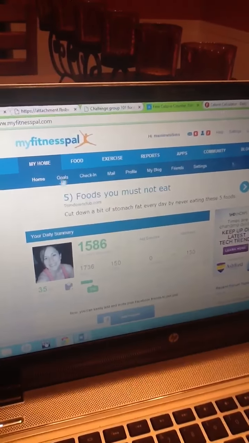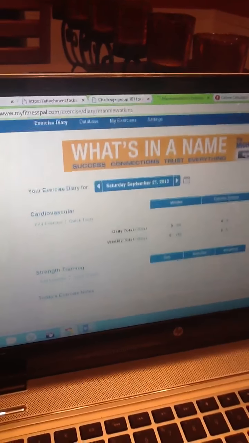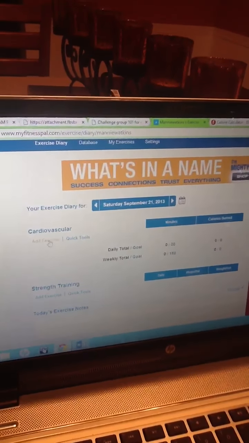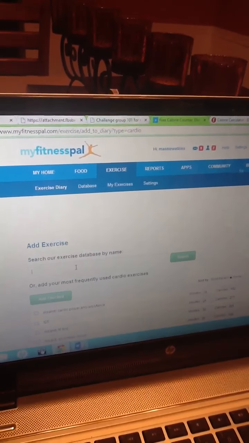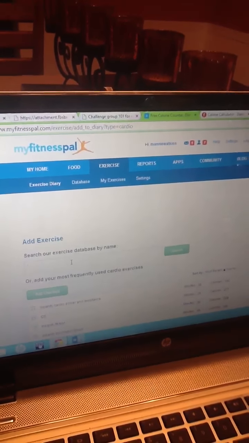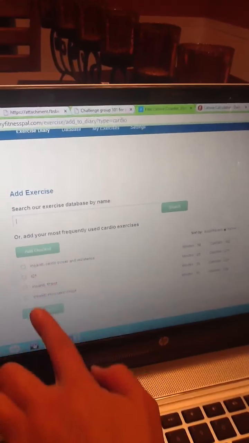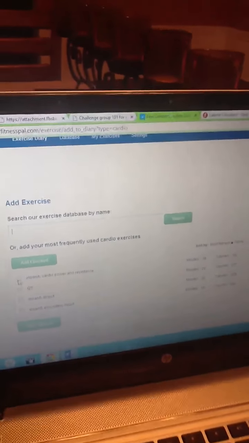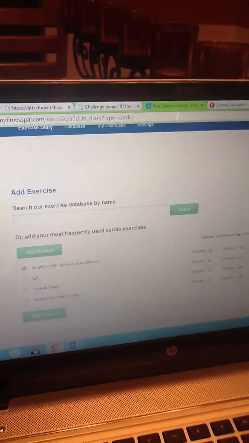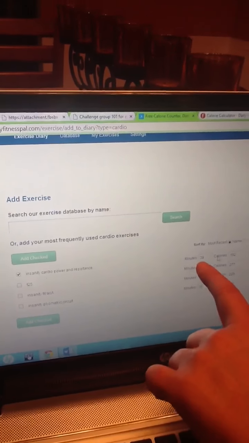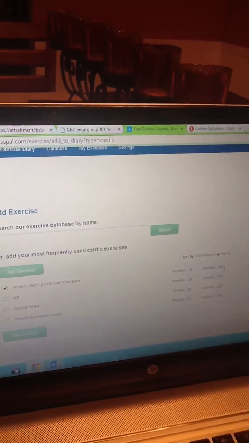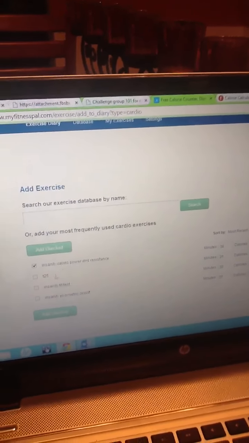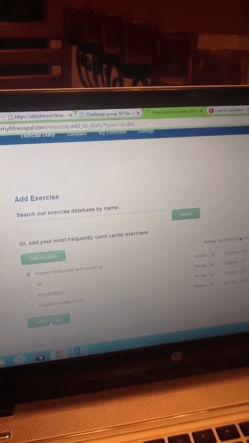over here, add exercise. So, for example, if I added exercise, you see, I have a whole bunch of things that I'm already used to doing. So let's say I added Insanity Cardio Power Resistance. It just asks you to put in the amount of time. If you have a heart rate monitor, the amount of calories you burned, if you know that number, and then you add checked. Now watch what's going to happen.